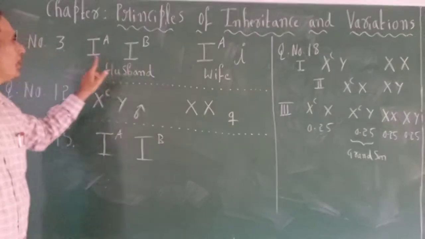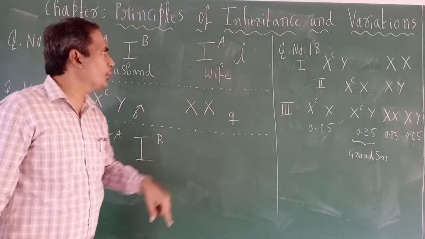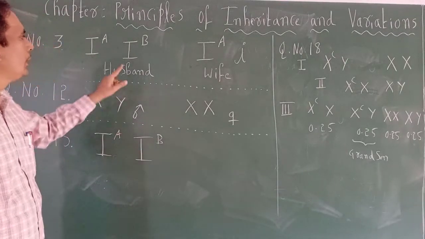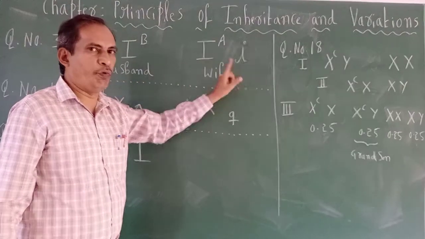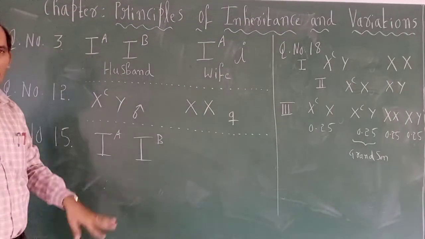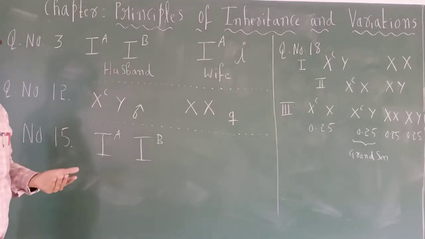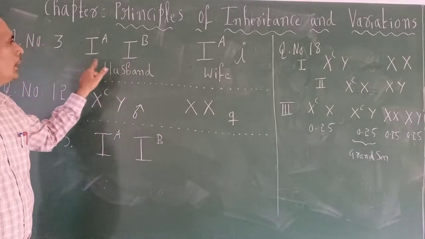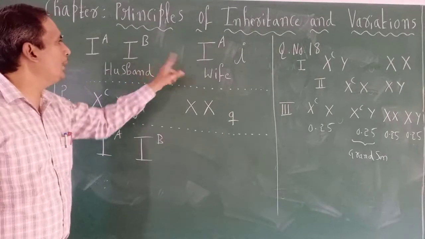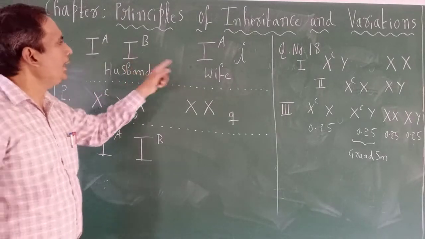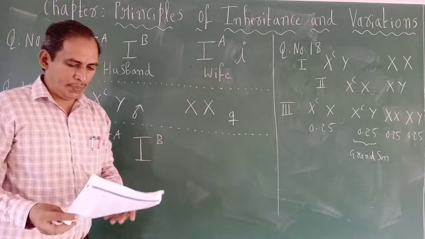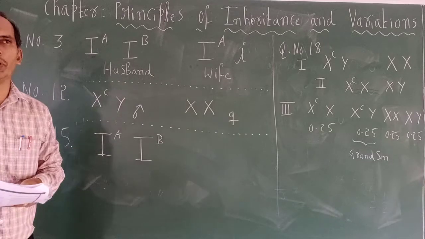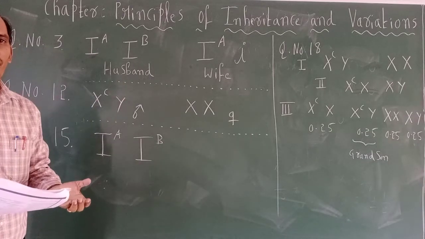Ia Ia, one genotype; Ia small i, second genotype; Ib Ia, third genotype; Ib small i, fourth genotype. So 4 types of genotypes. What about the number of phenotypes? A blood group, again A blood group, AB blood group and B blood group. So the correct option is option C, 4 types of genotypes and 3 types of phenotypes.